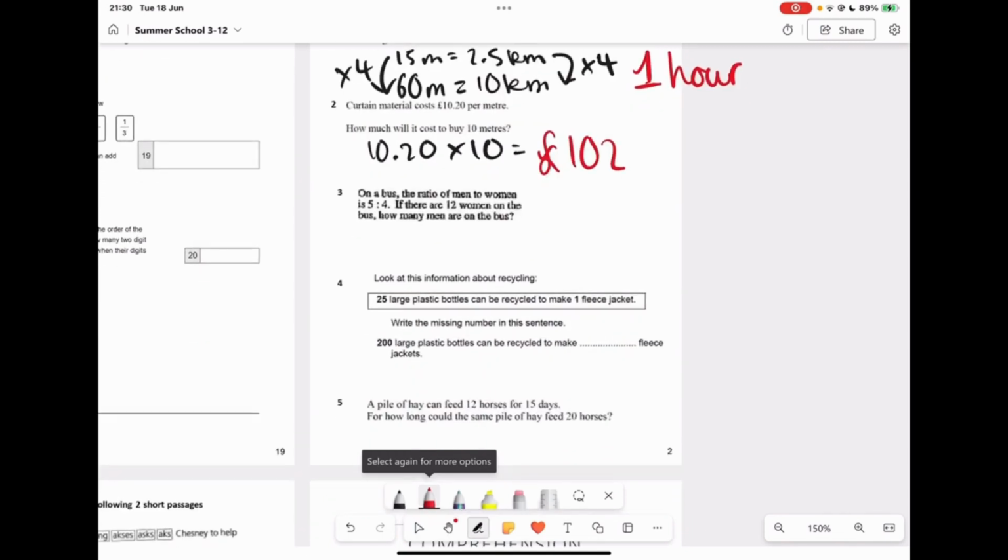Next is question 3. The ratio of men to women on a bus is 5 to 4, so we can write that down. And then if there are 12 women, how many men are there? So then 12 women is equivalent to multiplying by a scale of 3, so it'll be 15. 15 men.